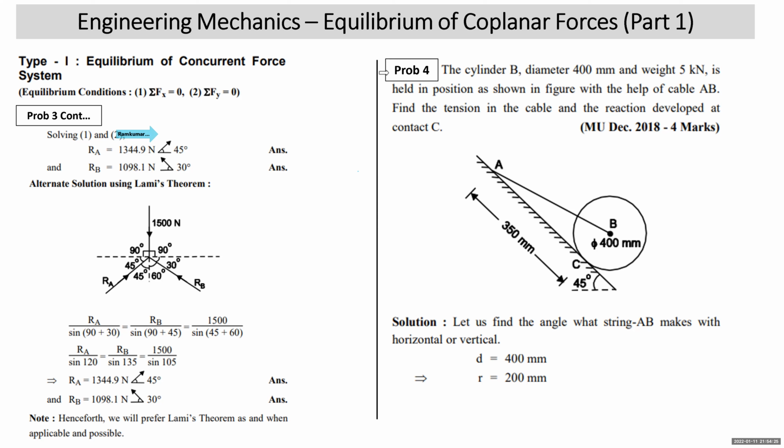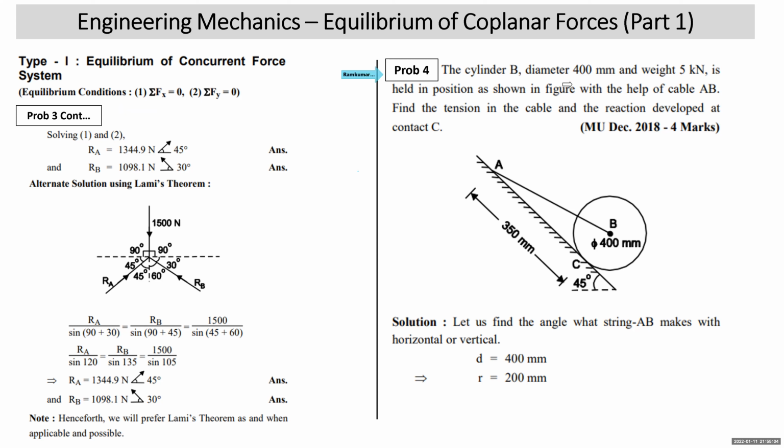Now we move to the fourth problem on the type 1, that is equilibrium of concurrent force system. So far you have seen that we have used the equilibrium condition sigma fx is equal to 0 and sigma fy is equal to 0. You should understand that sigma fx is equal to 0 and sigma fy is equal to 0 is a set of equilibrium condition which does not have any limitation. Its alternate is only Lami's theorem, but Lami's theorem is applicable only in limited examples. It is not applicable in all problems, but sigma fx is equal to 0 and sigma fy is equal to 0 is applicable without any limitation in all problems. Anyway, now we move to the next problem.